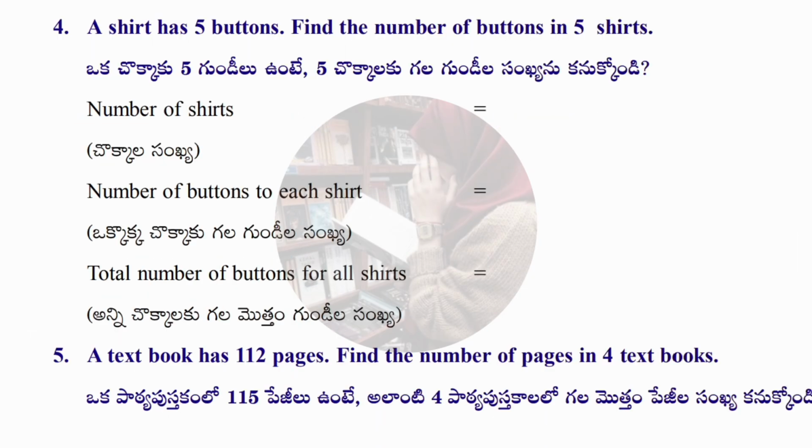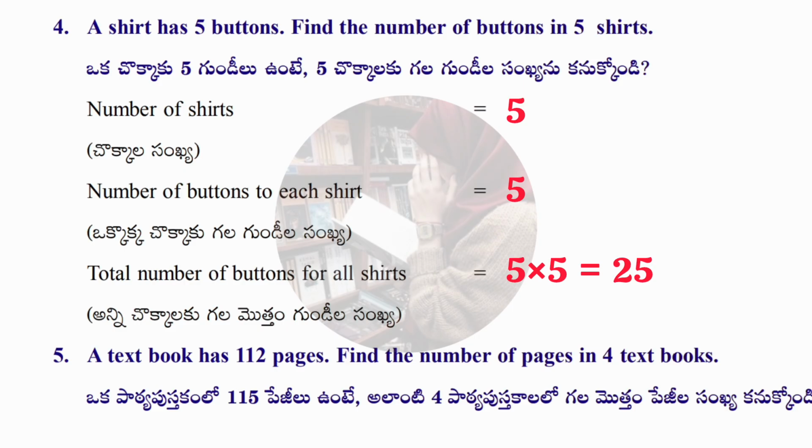A shirt has 5 buttons. Find the number of buttons in 5 shirts. So write down the answer. Number of shirts. How many shirts are there? 5. So number of buttons to each shirt. There are 5 buttons to each shirt. So total number of buttons to all shirts equal to 5 multiplied by 5. 5 5s 25. So total 25 buttons are there for 5 shirts.